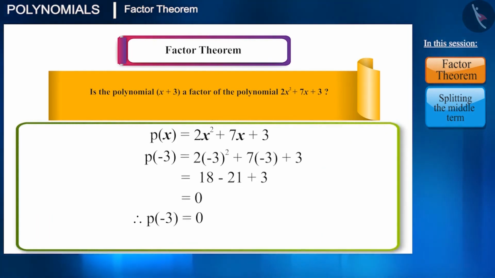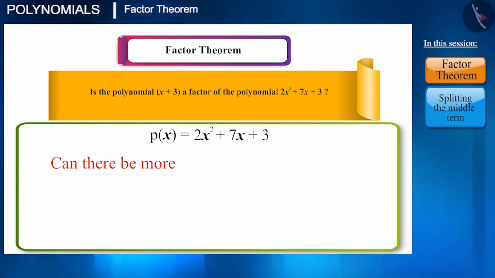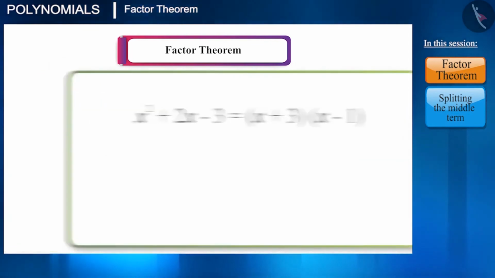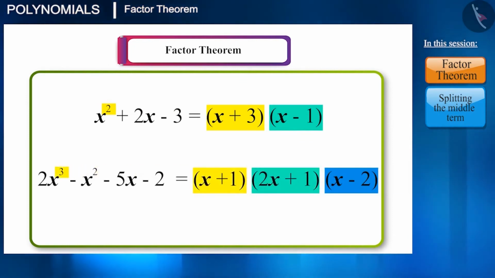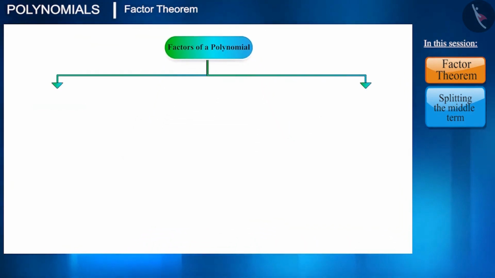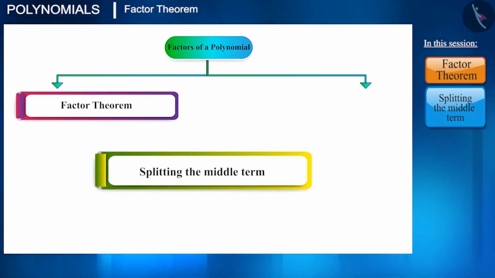Now we can say that, according to the factor theorem, x plus 3 is a factor of this polynomial. Friends, can there be more factors of this polynomial? Yes. The number of factors of a polynomial depends on the highest power of the variable of the polynomial. For example, a quadratic polynomial has 2 linear factors and a cubic polynomial has 3 factors, etc. So now, let's learn how to find all the factors of a polynomial. For this, we have 2 methods. One is factor theorem and the second is splitting the middle term.